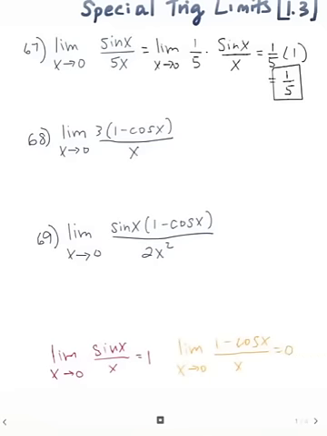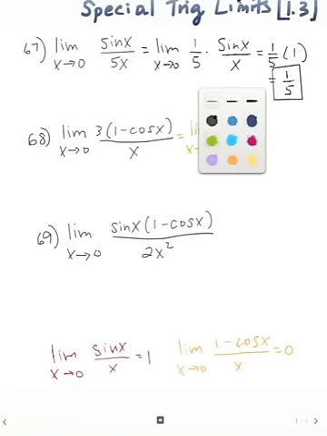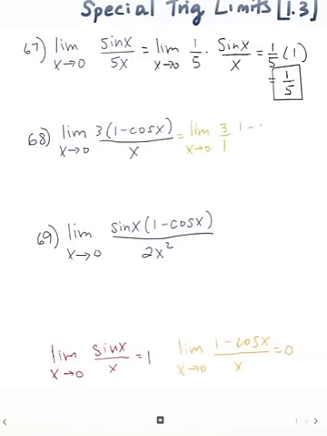Okay, for the second one, it's the very same idea. I'm going to take that 3 and move it out in front. So this is the limit as x approaches 0 of the expression 3 over 1 times 1 minus cosine x over x. Now this is one of our special trig limits. When x approaches 0, that expression equals 0. So what we're left with is 3 times 0, or 0.